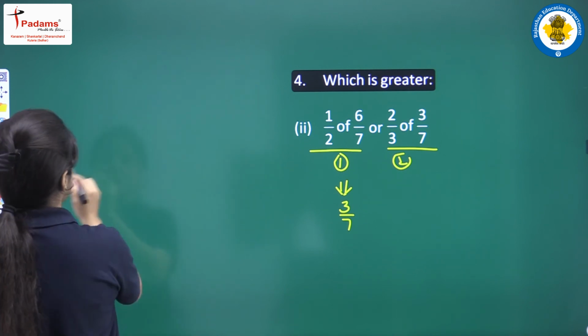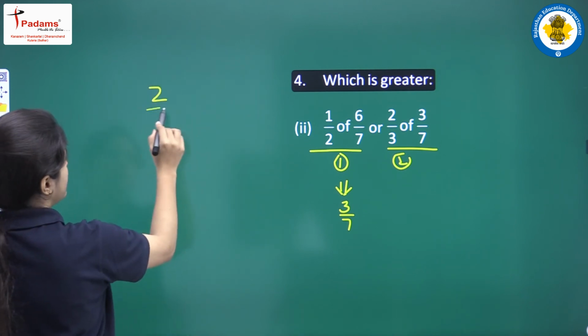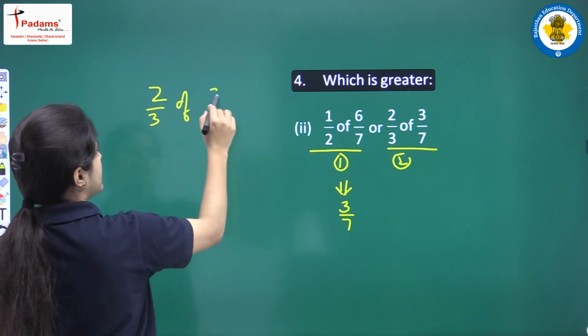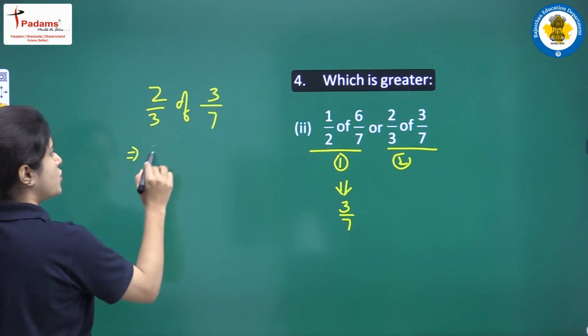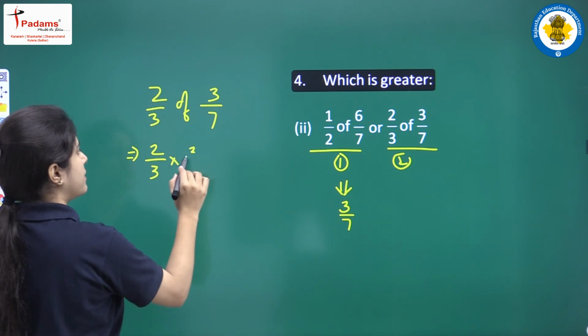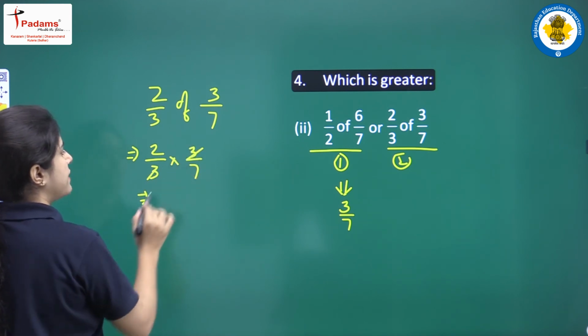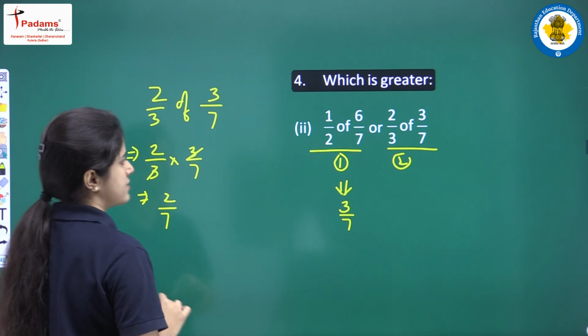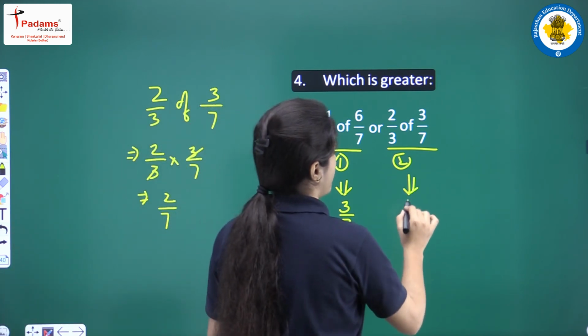And now the next part, that is 2 upon 3 of 3 upon 7. So that is 2 upon 3 multiplied by 3 upon 7. So 3 and 3 can be cancelled out. So this is 2 upon 7.